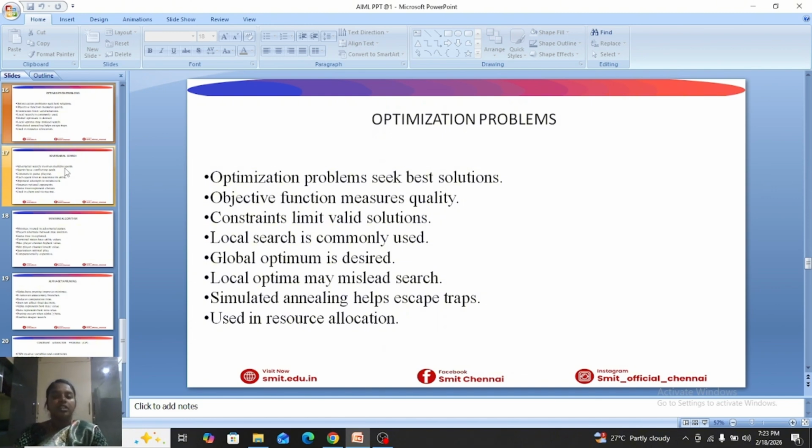Optimization problems seek the best solution. Objective functions measure quality, constraints limit valid solutions. Local search is commonly used. Local optimum is desired, but a local optimum may mislead the search. Simulated annealing helps escape traps. Used in resource allocation.